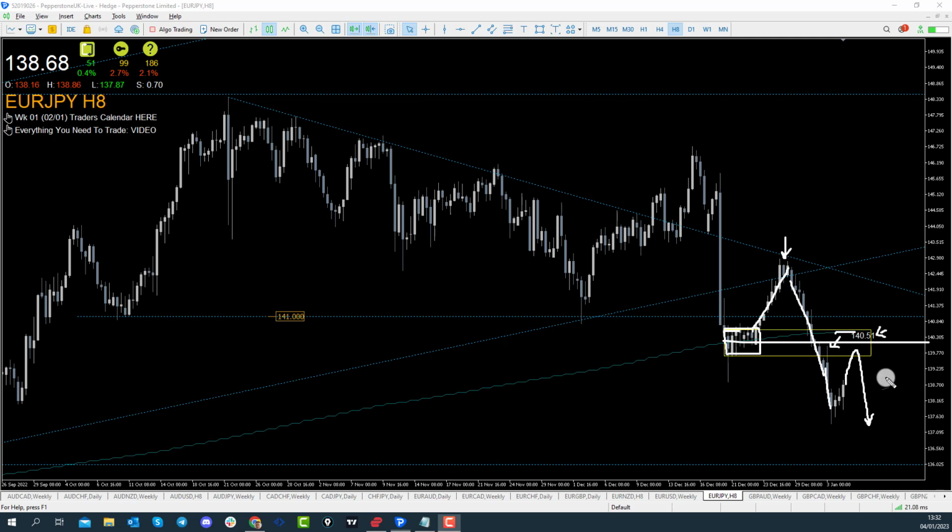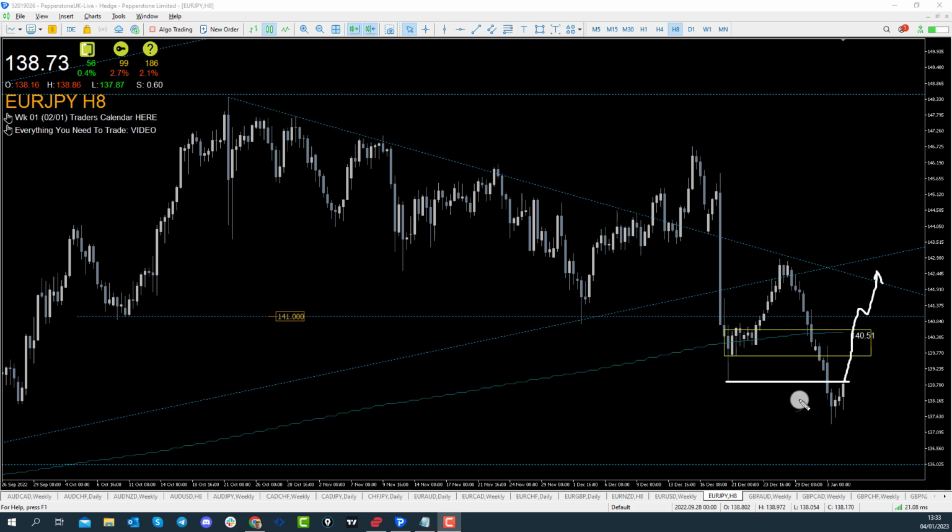If price can come back up into that zone, we could expect maybe some selling to continue, with 136 being the target. Now, if you don't feel like that could happen, obviously it may not happen. We may see price trade through it, continue to the upside. We may not see price even get there.